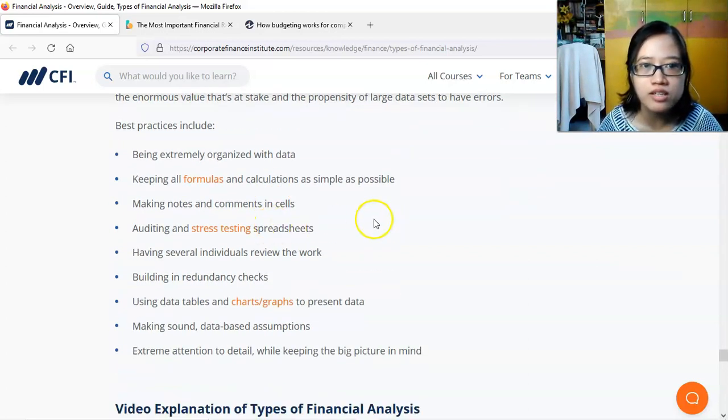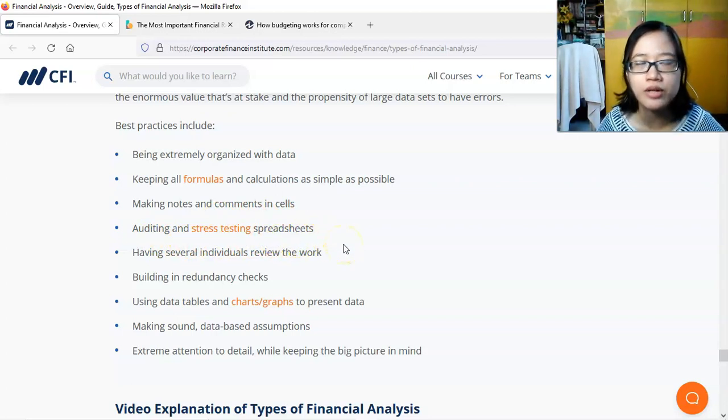So, yung best practices nila, extremely organized with data, keeping all formulas and calculations as simple as possible, making notes and comments in cells to aid in better understanding kung ano ba yung mga figures na nandyan sa cell nyo or sa sheet nyo. Auditing and stress testing spreadsheets.